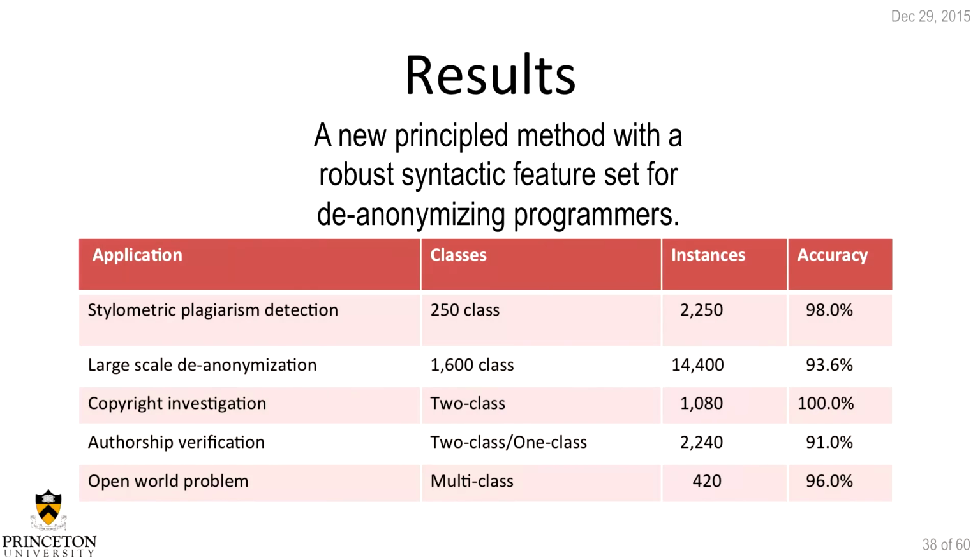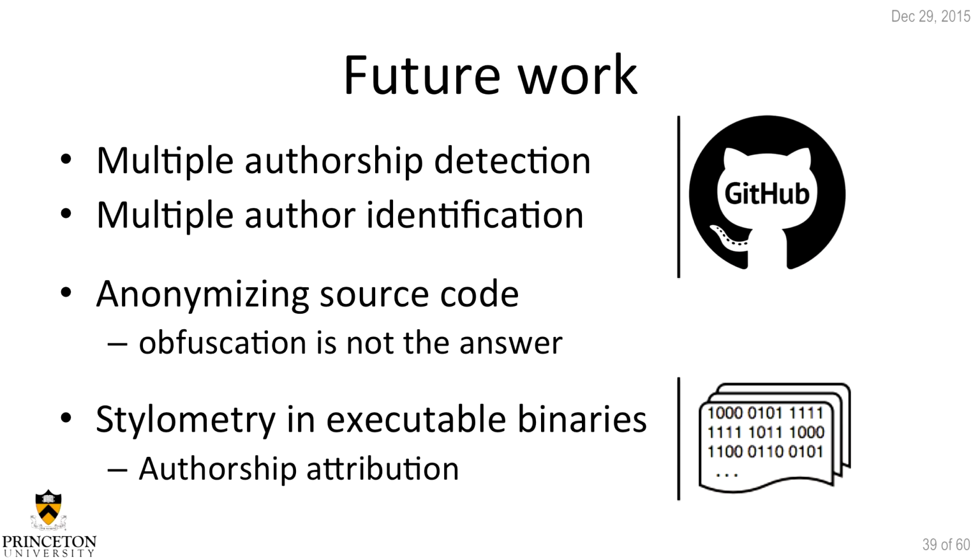And in our results, we see that we are bringing a new principled method with a robust syntactic feature set for de-anonymizing programmers. And this shows that there is a serious concern for anonymity when you're trying to be an open source software developer or just a programmer, because we will soon talk about executable binaries where there is no source code. And for future work, we're planning to look at multiple authorship detection.